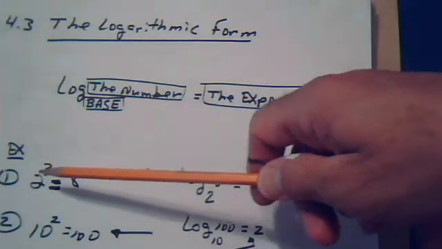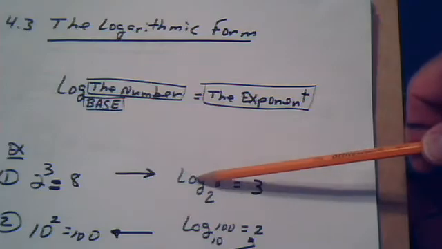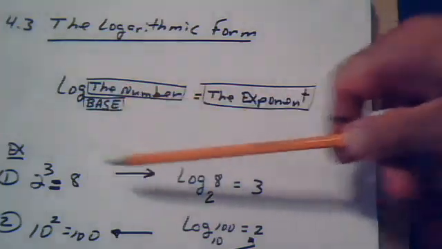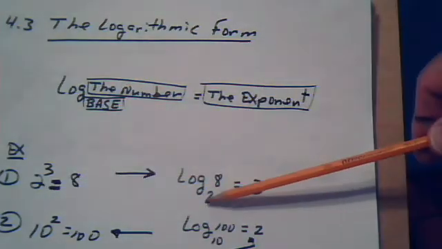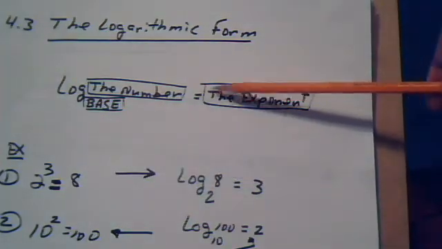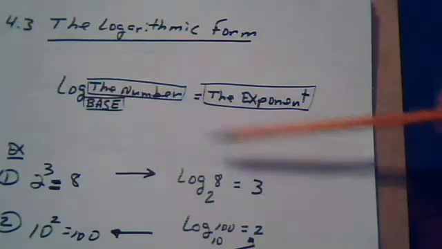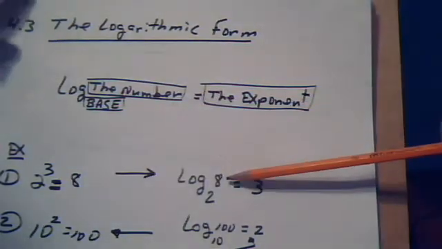So how would you write 2 to the third equals 8 using logs? You would put the log. Notice it says the base goes here. So this is the base, it goes here. This is the one that's called the number, it goes here. And it equals the exponent, so the exponent goes by itself. So we went from exponential to logarithmic form.